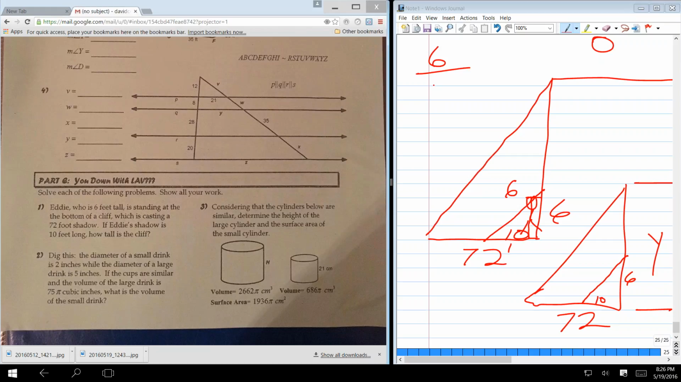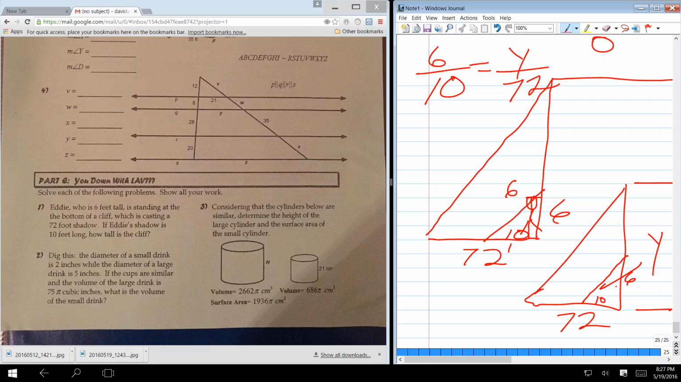But pick two numbers in this triangle. 6 over 72. How about 6 over 10? 72 isn't in that triangle. 72 is the measurement of the base of the big triangle. So 6 over... I'm saying the right side over the base has to be the same ratio as what? Y over 72. That's the most straightforward way to do it.